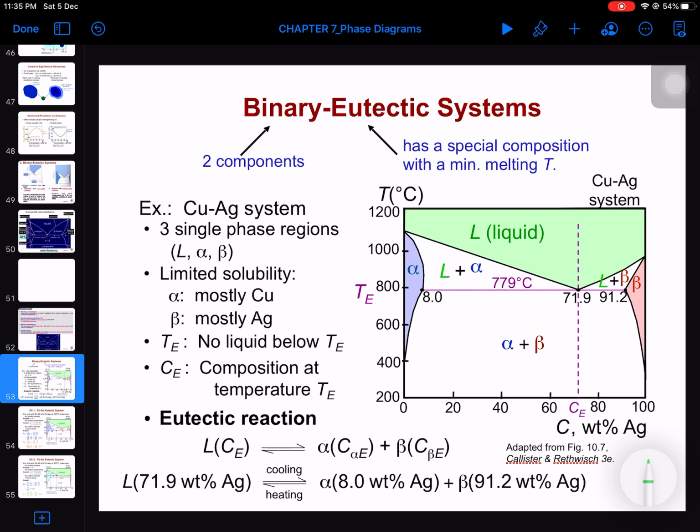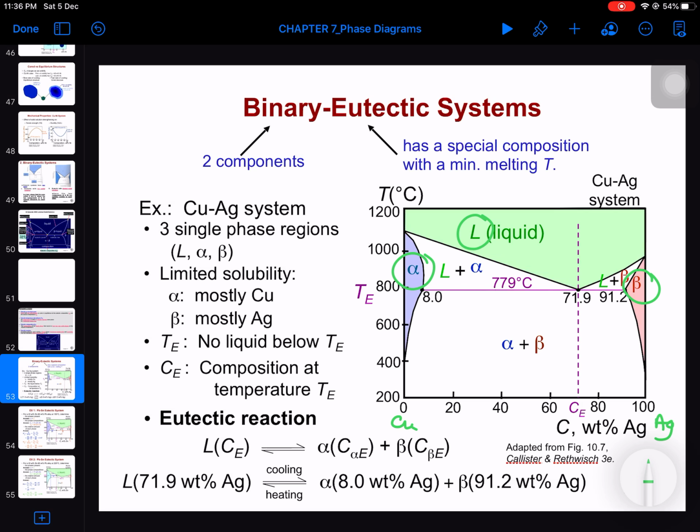Let's have a look at a specific binary eutectic system, consisting of copper on this side and silver, or argentum, on this side. For example, in a copper-silver system, we have three single phase regions: one is liquid, one is alpha, and one is beta on that side, as I already mentioned just now.